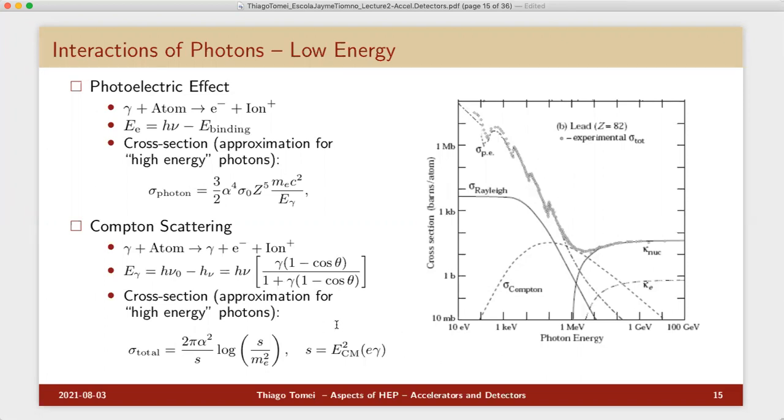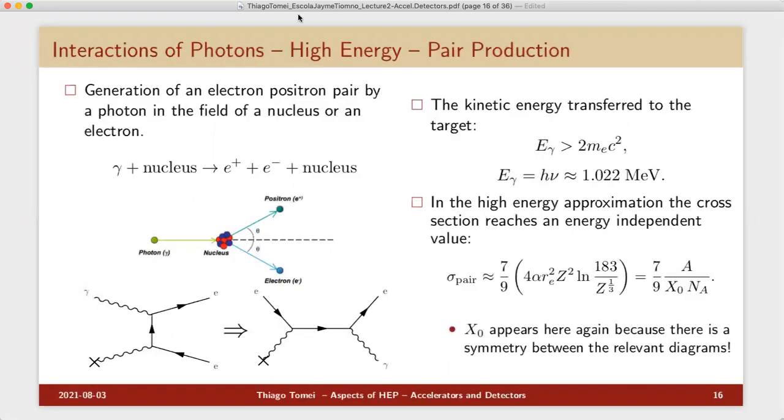And last but not least, at the highest energies, you have pair production, which is the thing that at very high energy, a photon can interact with an electromagnetic field, either from a nucleus or another electron, let's say a nucleus, and it may convert. It may become a pair of electron positron, like this.